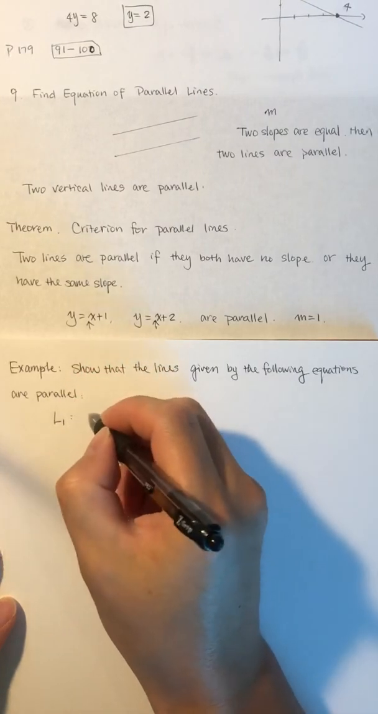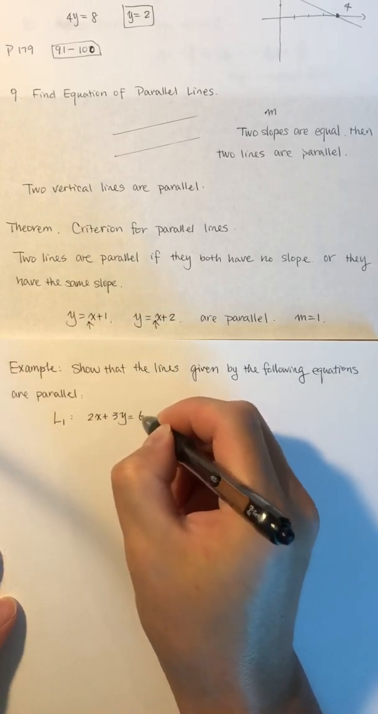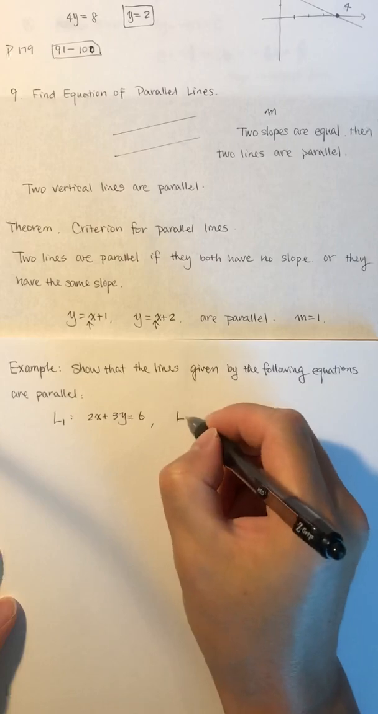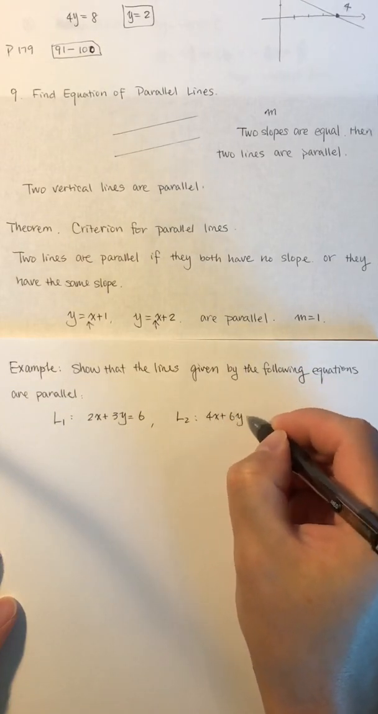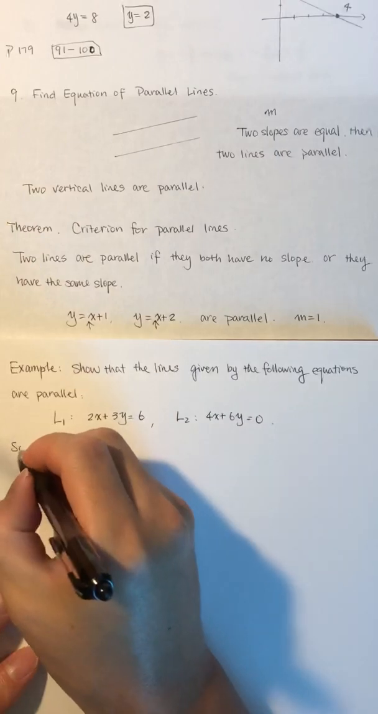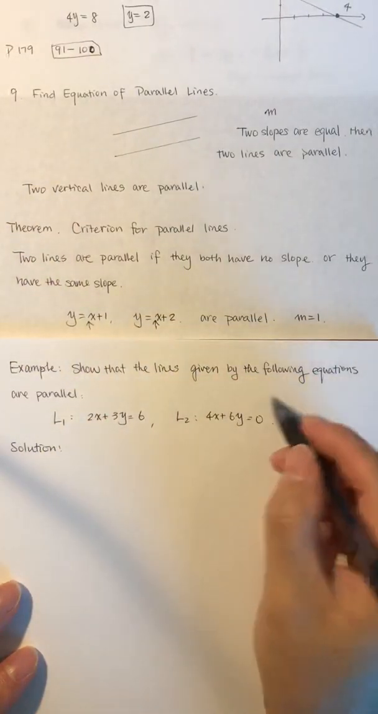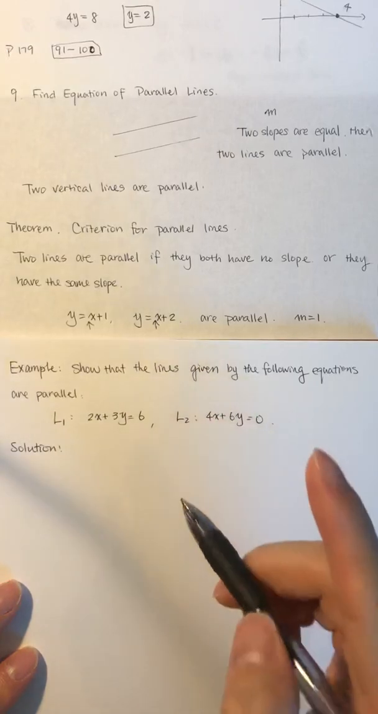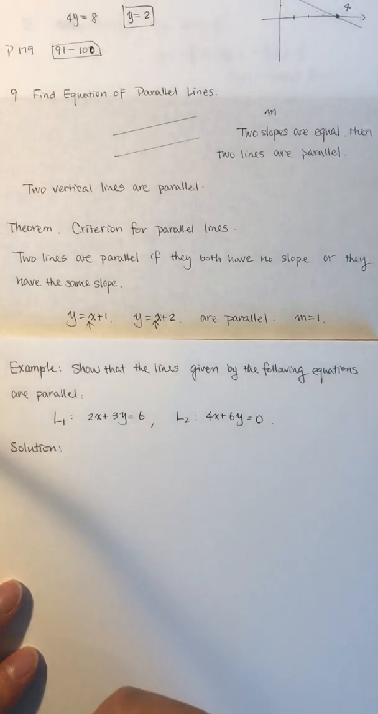Line 1, L1, is given by 2x plus 3y equal to 6. Line 2 is 4x plus 6y equal to 0. Right? Solution. How do we know? How do we show they are parallel? We just check the slope of the first line and the slope of the second line.